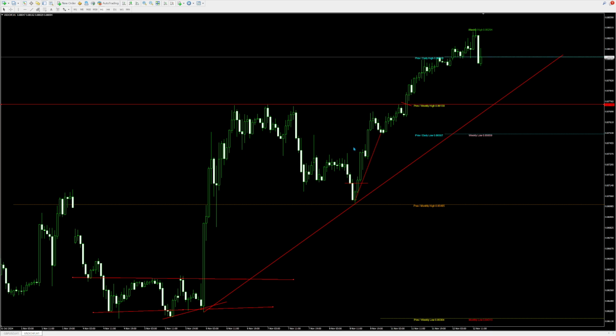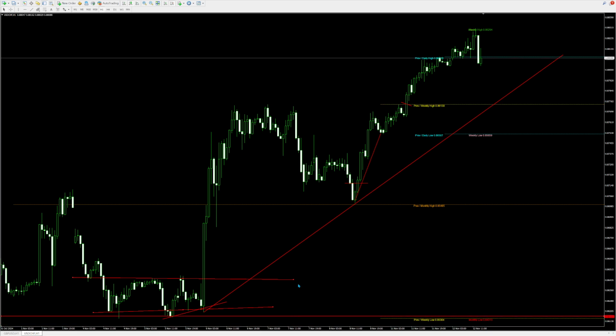Basically what it's really doing is showing you the resistance from the previous week or the support from the previous week. So we have the high there of the previous week and the low there. And I think this does teach good principles because it helps you to spot the support and resistance levels that are vital.